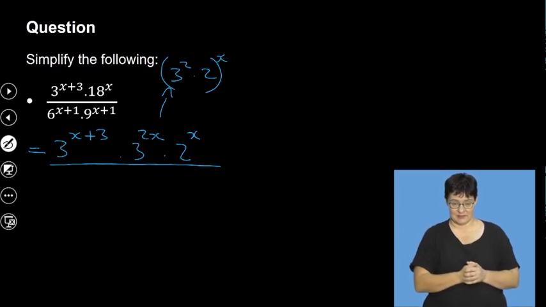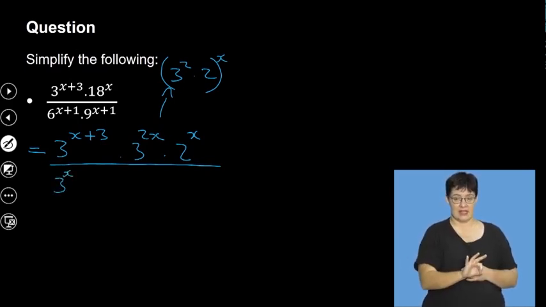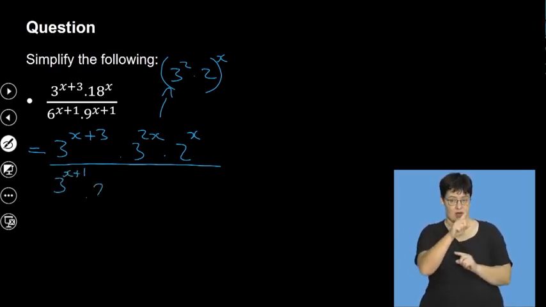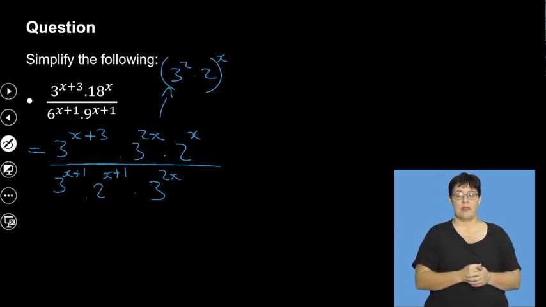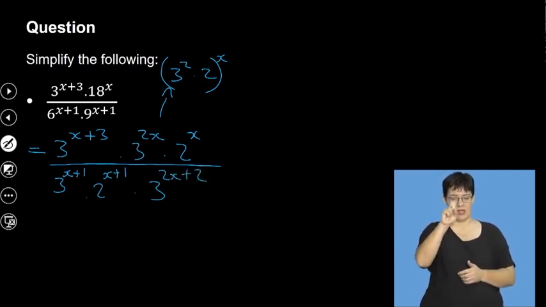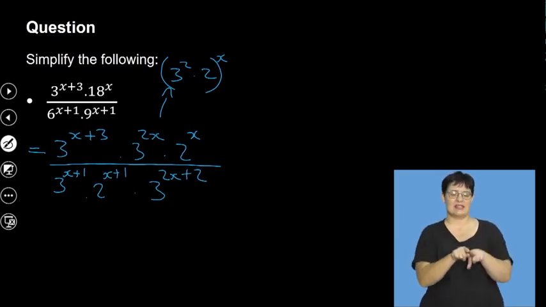Divided by, here it will be 3 to the exponent of x plus 1 times 2 to the exponent of x plus 1 times 3 to the exponent of 2x plus 2, right? Because I'm going to distribute my 2 there. 9 is the same as 3 squared.